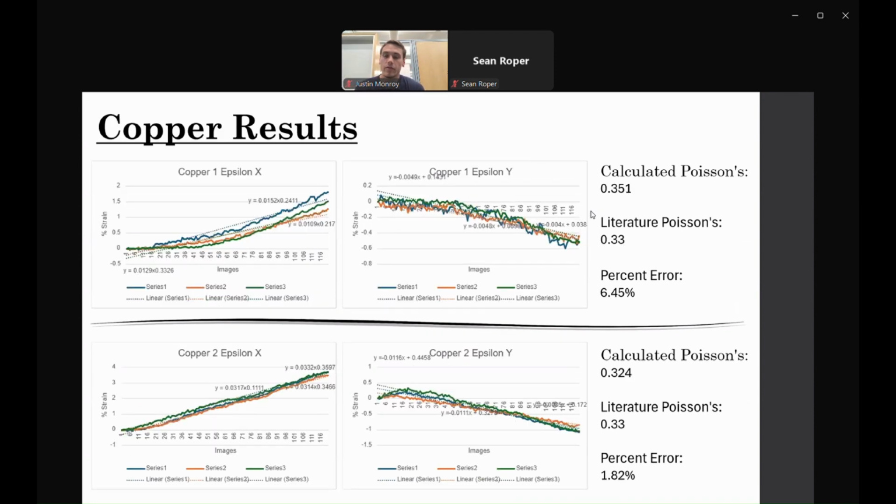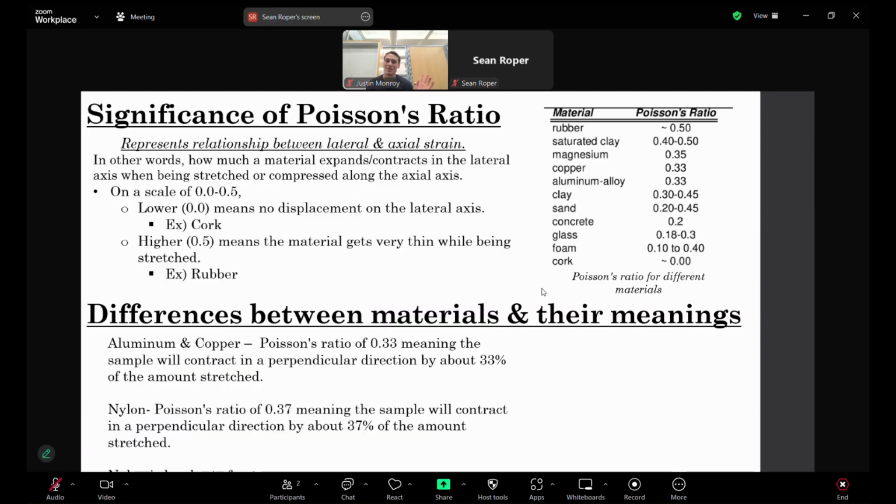Lastly, we took 2 samples of copper. We did the same thing. We found the axial strain and the lateral strain. The literature Poisson's ratio for copper is 0.33, and the calculated Poisson's ratio that I found for the first sample was 0.351, which gave a 6.45% error, which is pretty good. And for the second sample, the calculated Poisson's ratio I found was 0.324, and that gave a percent error of 1.82%. So pretty similar numbers there.